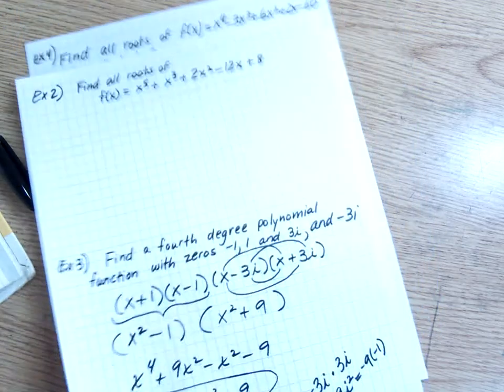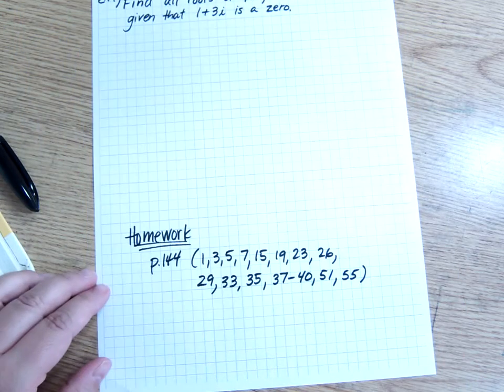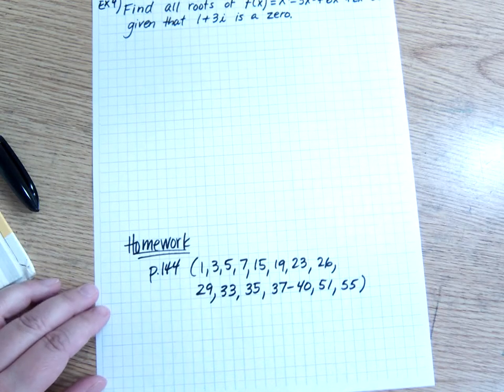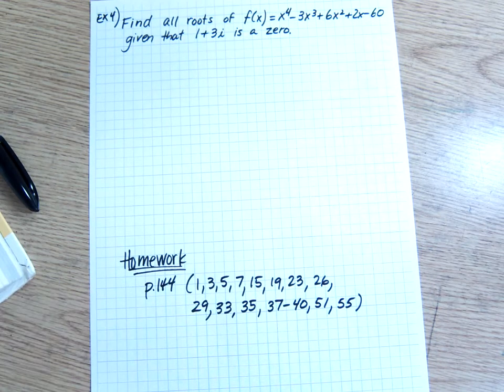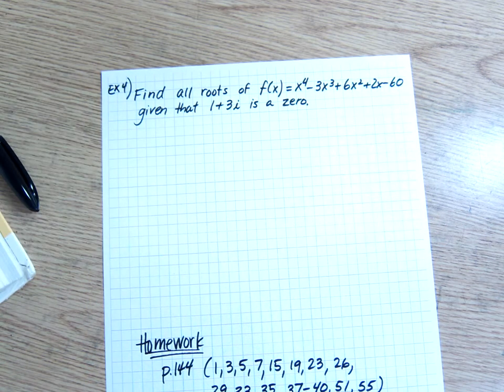Yeah, I think we do have one more. Ta-da, we do. Okay, and there's your homework if you didn't get it earlier. Find all roots of f of x equals, and then we've got something that has 5 terms, so it's not going to factor, given that 1 plus 3i is a 0. Okay, so here's what I know. I know that if 1 plus 3i is a 0, 1 minus 3i is also a 0.